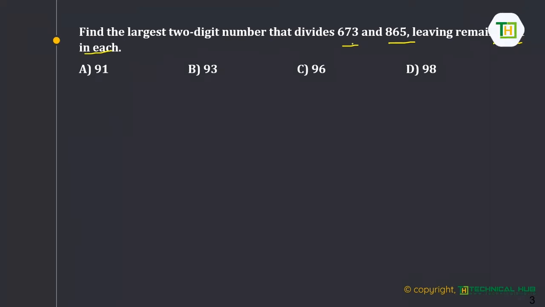So whenever 673 is divided by 91 or 93 or 96 or 98, you will get the remainder 1. So check it: 673 by 91 or 673 by 93 and so on. Instead of checking four options, you have to follow that formula. What is the formula I have given? HCF of 673 minus 1 and 865 minus 1. What is the actual rule? A minus remainder and B minus remainder.